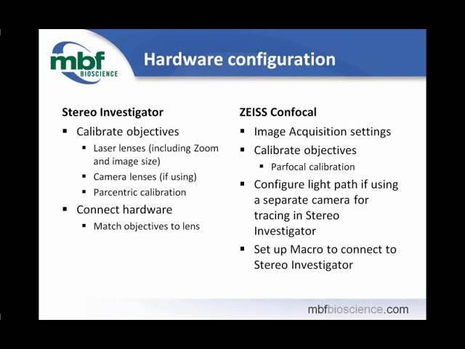Now that we're integrating with the ZEISS LSM confocal, we also need to define lenses for each of the laser lenses that you're going to be using. And that includes zoom and image size parameters as well. So if you have a 100x objective, you would calibrate a lens for that 100x objective with a zoom of 5 and an image size of 512 by 512. It's as simple as that. And so this is so that when images come from the LSM and the Zen software and come into Stereo Investigator, the two pieces of software can communicate as to the appropriate dimensions of the image, correct?